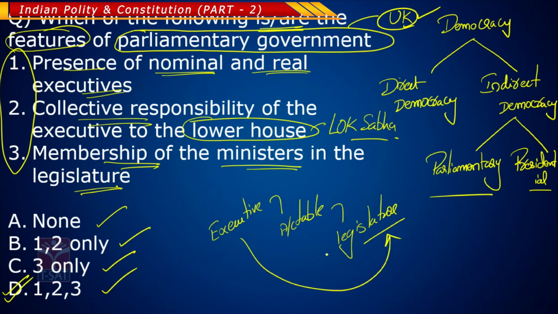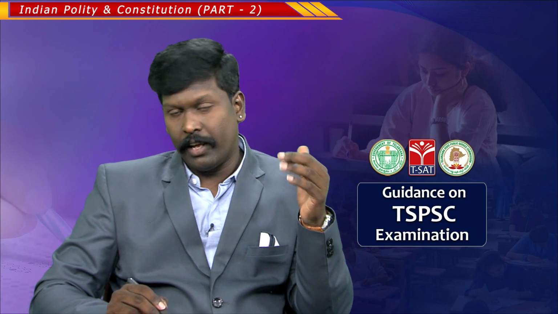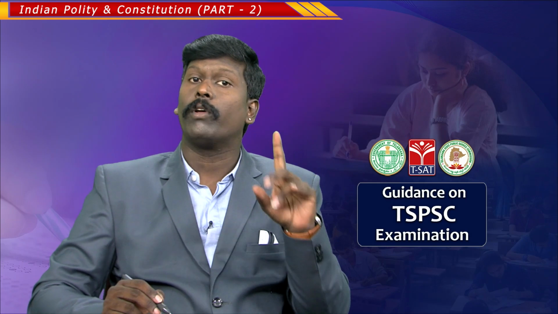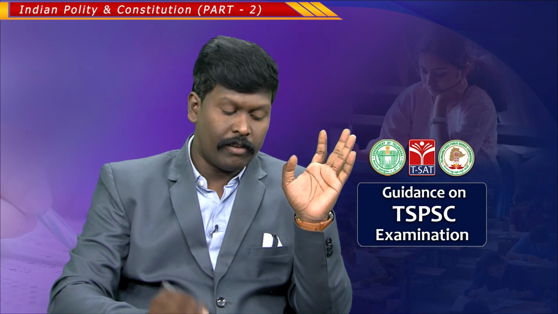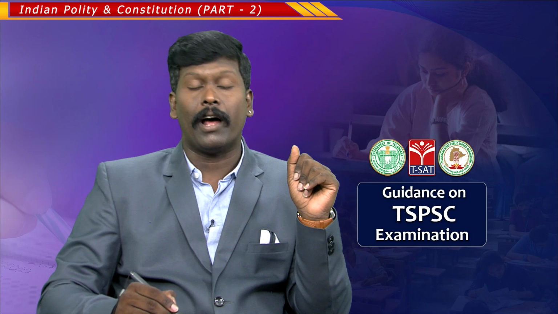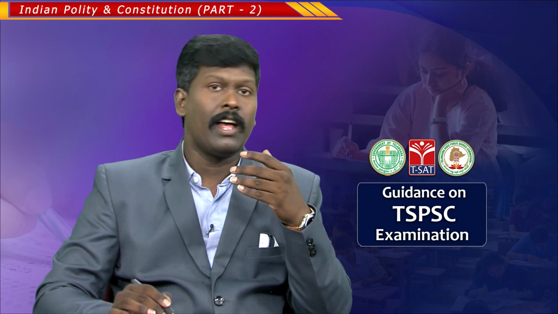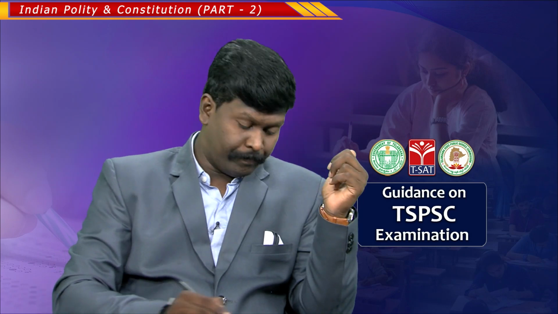The President is part of the Parliament as per Article 79. As per Article 75, all the ministers must be part of the legislature. If they are not part of the legislature, they have to be made part of the legislature within 6 months as per Article 75. So, all are the parliamentary government features. This is your second question, friends. Let me now go to question number 3.